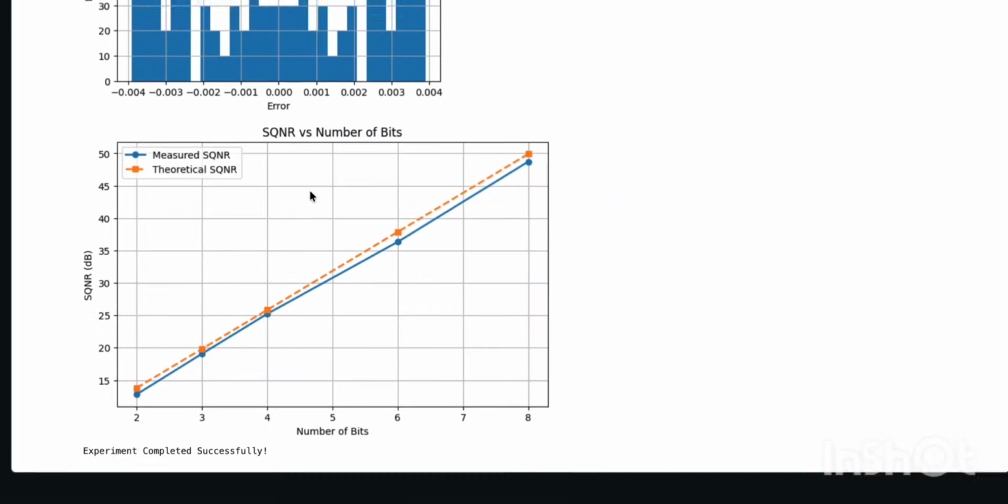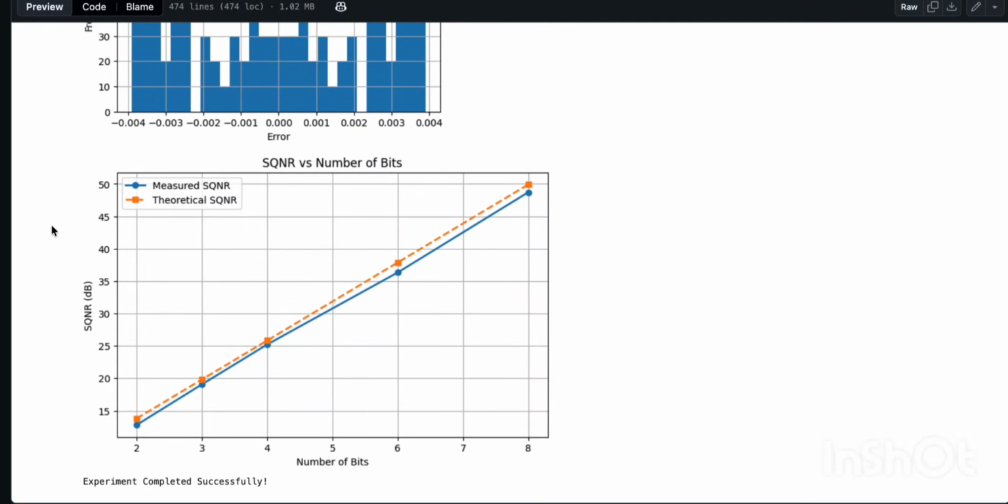SQNR versus number of bits. This graph compares the measured SQNR with the theoretical SQNR. As the number of bits increases, both curves increase almost linearly. This confirms that increasing the bit resolution reduces quantization noise and improves signal quality. The measured values are very close to the theoretical values, which validates the experiment.